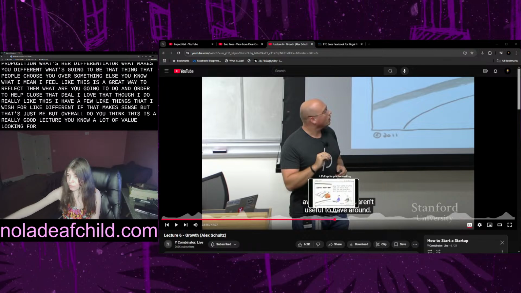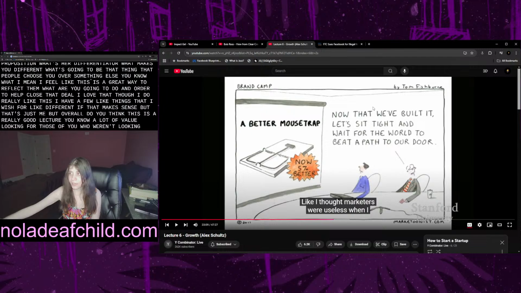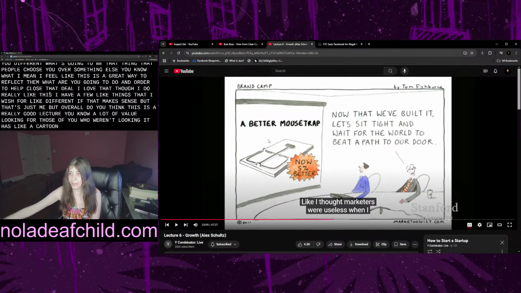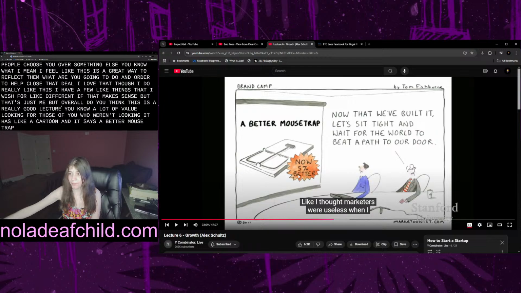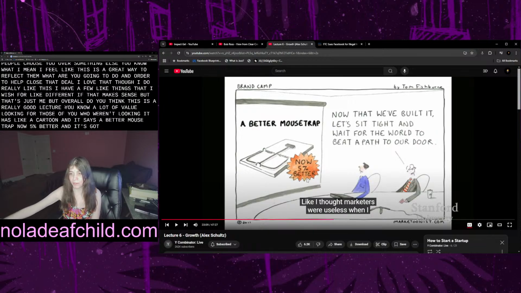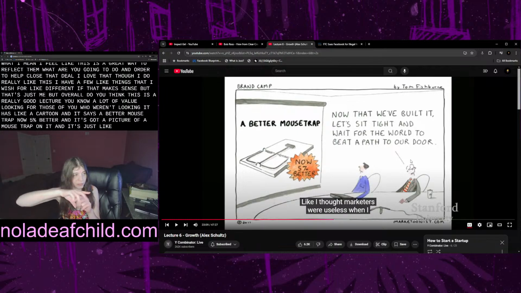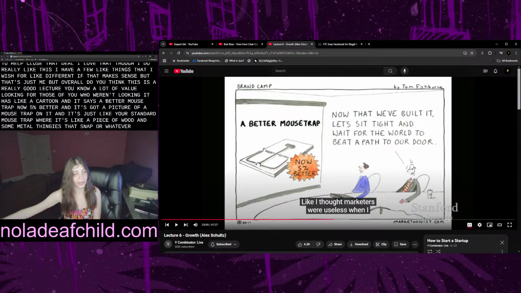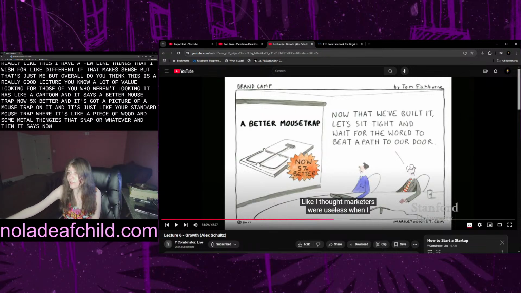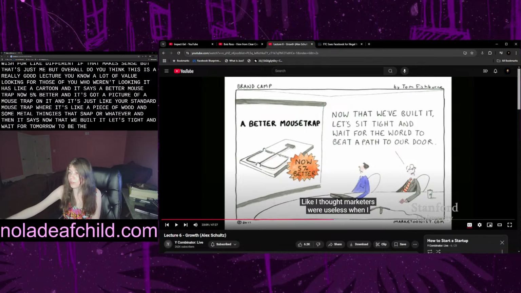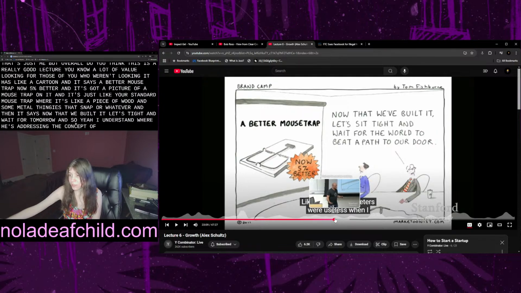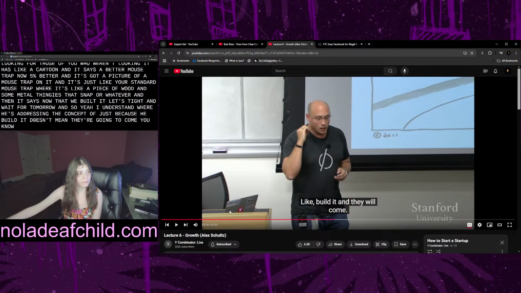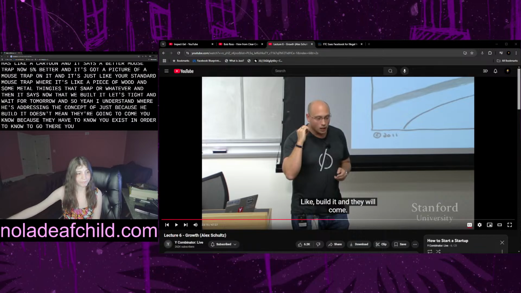And for those of you who weren't looking, it has a cartoon and it says a better mousetrap, now 5% better, and it's got a picture of a mousetrap on it. It's just your standard mousetrap, a piece of wood and some metal parts that snap. I don't know the right words. Then it says, now that we built it, let's sit tight and wait for the world to beat a path to our door. I understand he's addressing the concept that just because you build it doesn't mean they're going to come, because they have to know you exist in order to know to go there. You know what I mean?